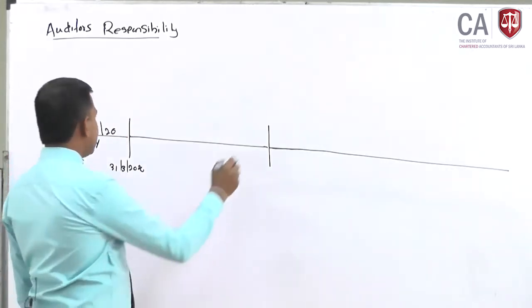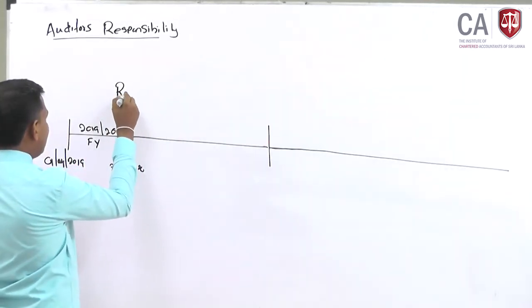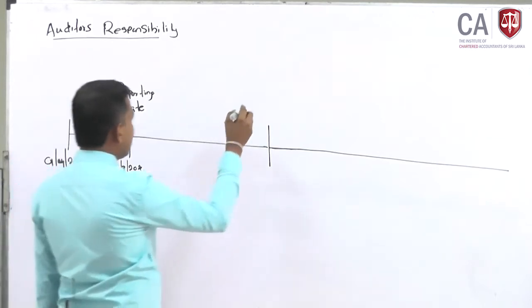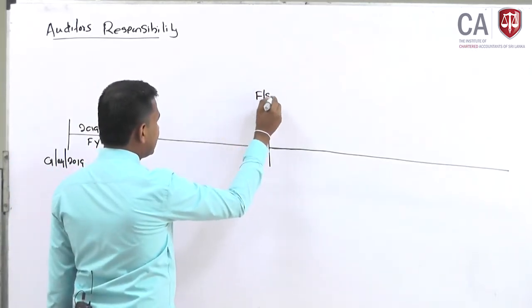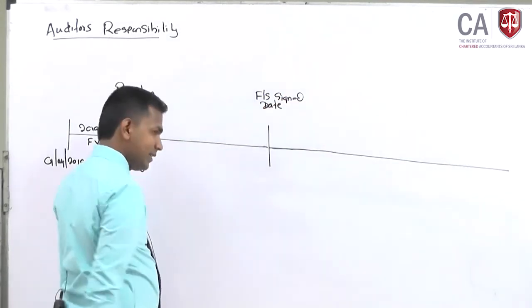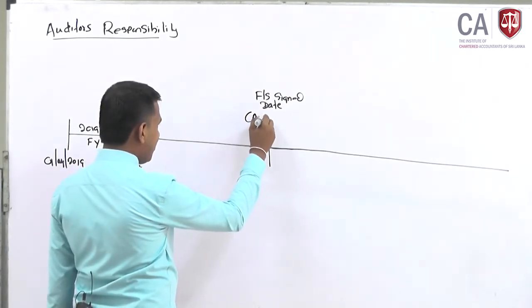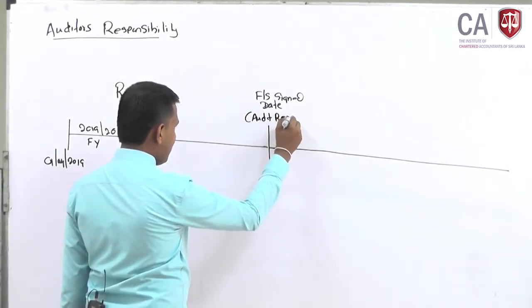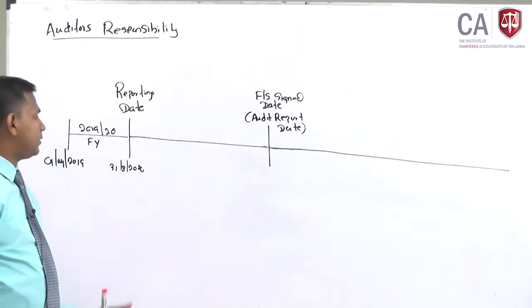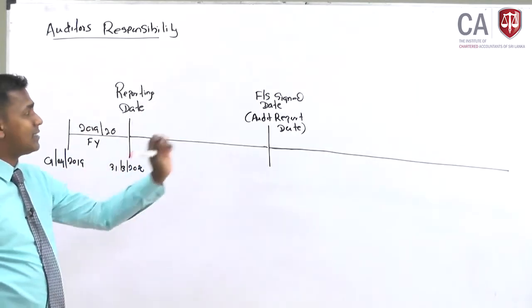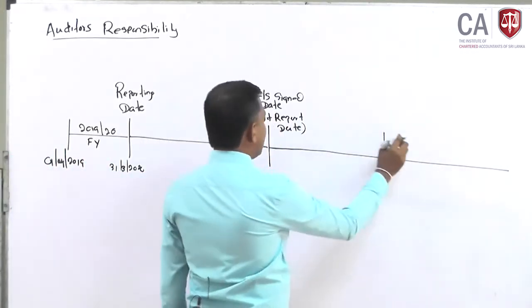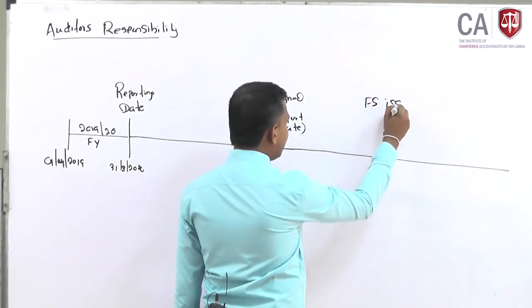Right. So this is a reporting date. This is called reporting date, and this is called finance statement sign date. Other way around, audit report date. So this is the reporting date, 31st March 2020, and this is the finance statement sign date or audit report date. Then another date, let's say the finance statement issued to the public.